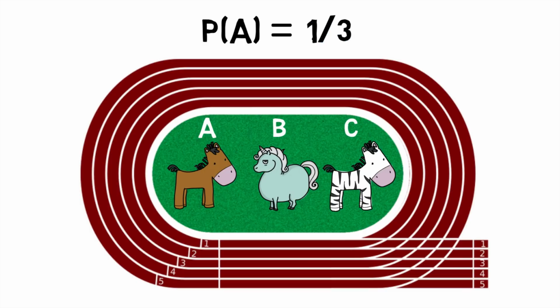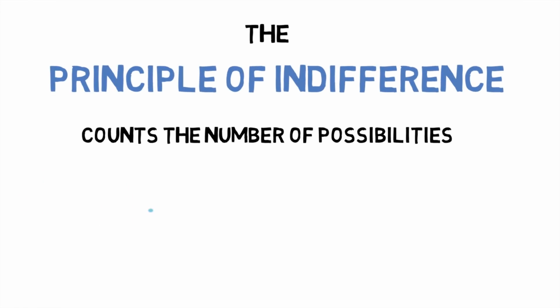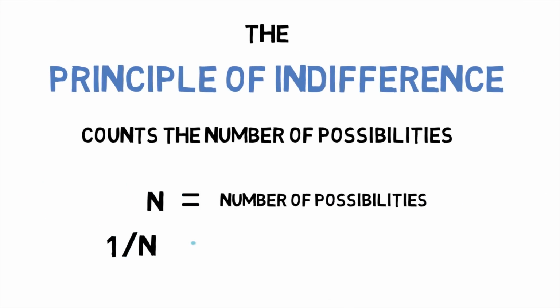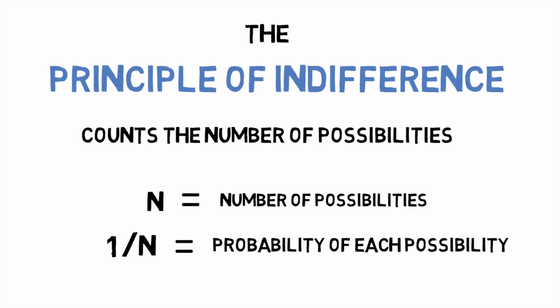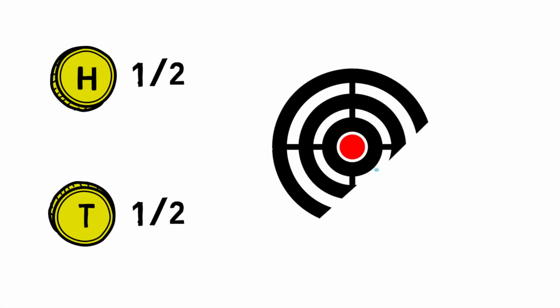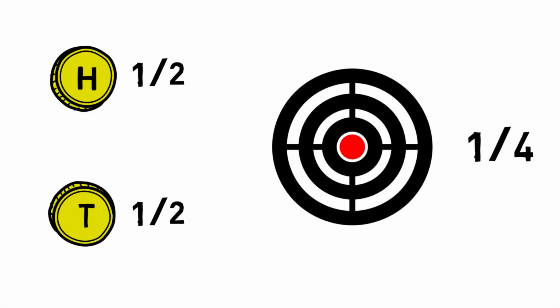Let's assume ties are impossible just to keep things simple. In general, the principle of indifference says, when the number of possibilities is n, each possibility has probability 1 out of n. For the flip of a coin, there are 2 outcomes, heads and tails, and each has probability 1/2, 1 out of 2. If there's a dartboard with 4 sectors, each has probability 1 out of 4 of being where the dart lands, and so on.